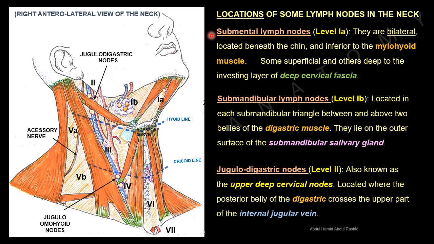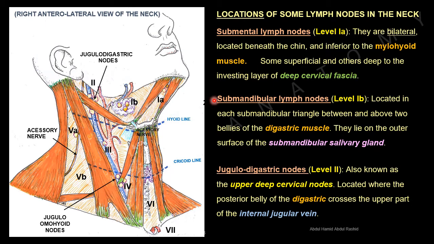First one is submental lymph nodes, level 1A. This is the one. They are bilateral, located beneath the chin and inferior to the mylohyoid muscle. Some are superficial and others are deep to the investing layer of deep cervical fascia.